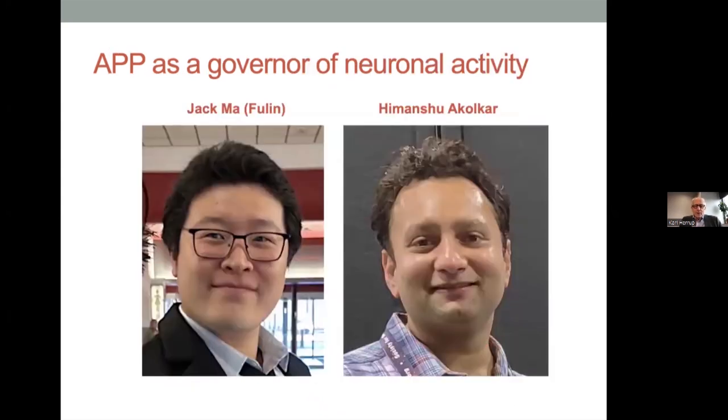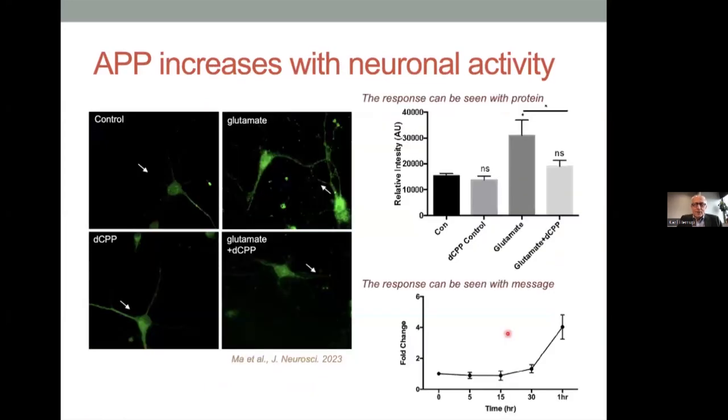So that's where my postdoc, Jack Ma, Chinese name Fulin, got into the work. And since we've moved to Pitt, he's been collaborating with Himanshu Alkakar. And I want to tell you about some of their findings.